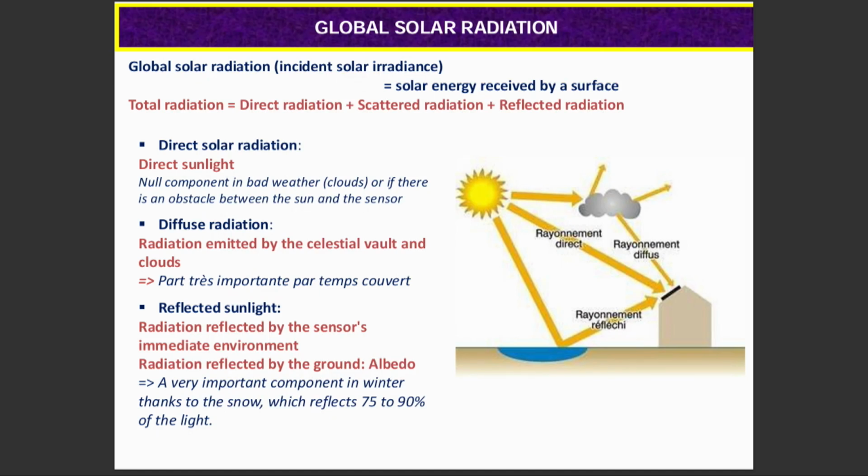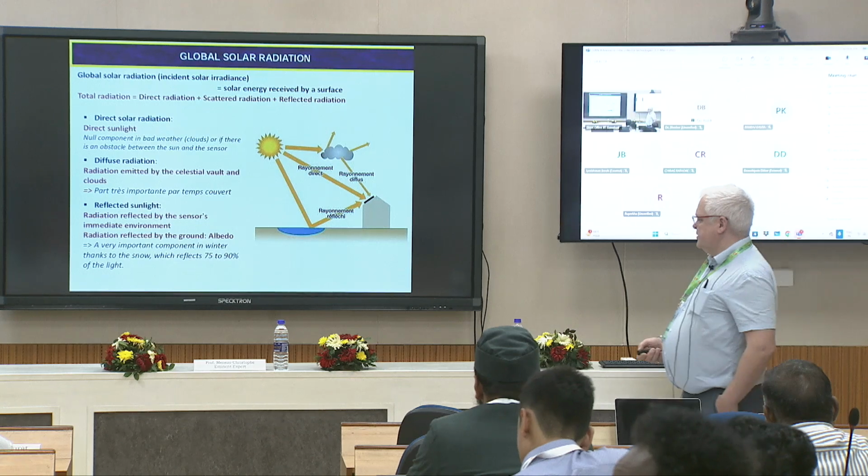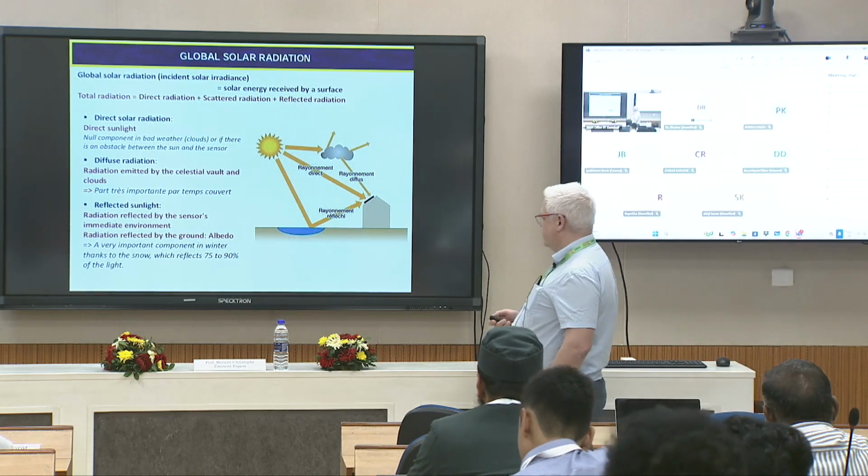As it has been mentioned also, there are many different kinds of radiation when you are on Earth. Some is coming directly, straight to you, so it's direct radiation. Some is reflected. Some is coming from the diffusion of the atmosphere. The part which is reflected and coming from the diffusion of the atmosphere is called diffuse radiation.